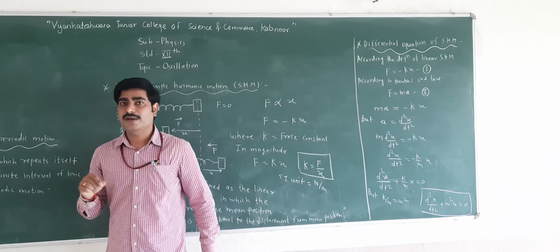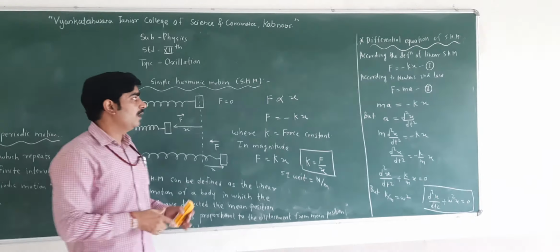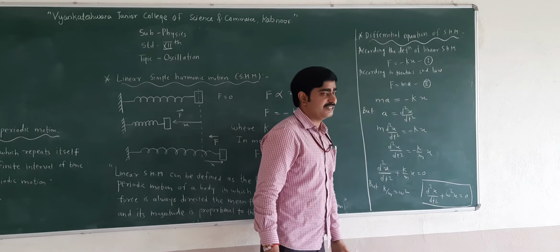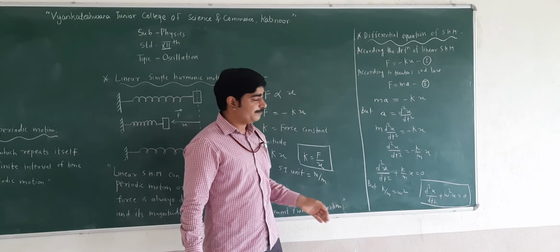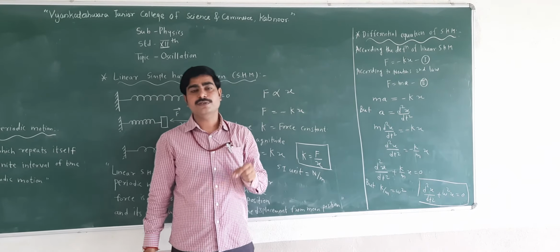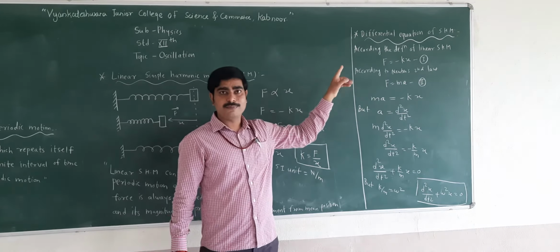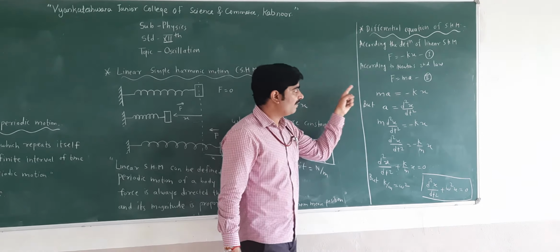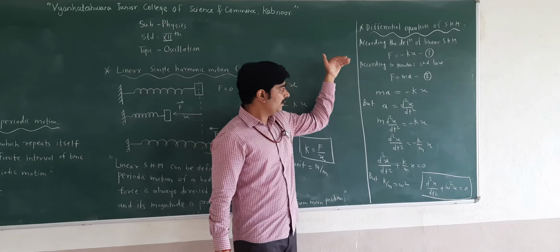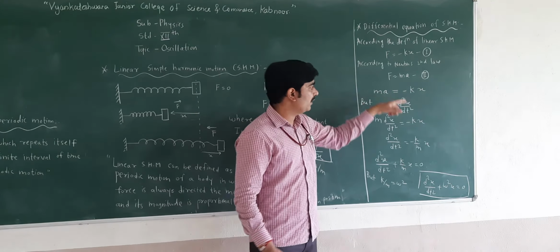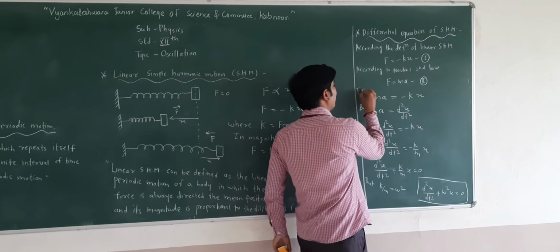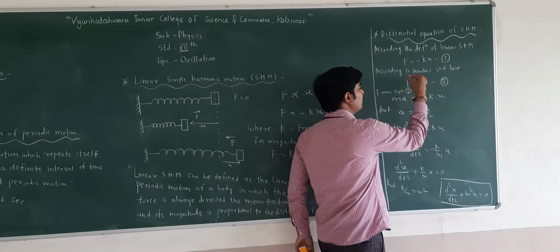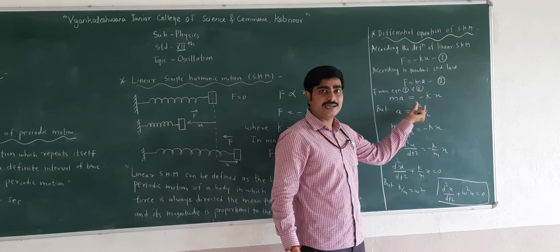The question may be asked for 2 marks during the examination: obtain the differential equation of SHM. Again, I am going to repeat this part. According to the definition of the linear SHM, F is equal to minus kx, equation number 1. According to Newton's second law, F is equal to ma, equation 2. From equations 1 and 2, we have to equate both the forces. So ma is equal to minus k into x.